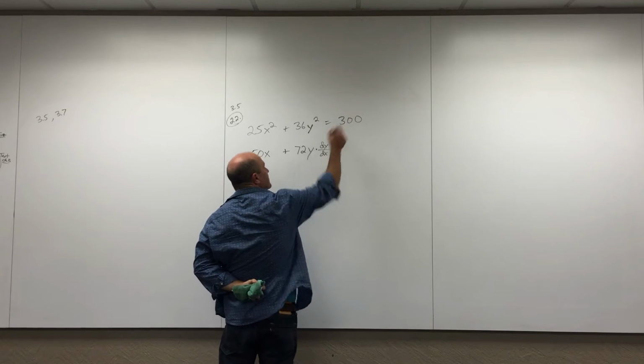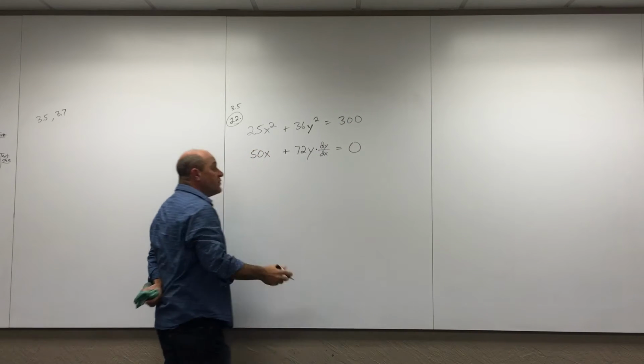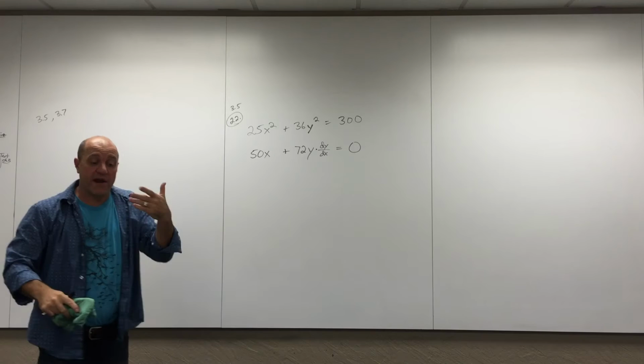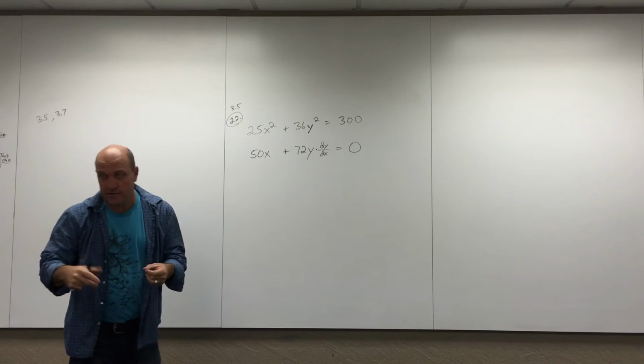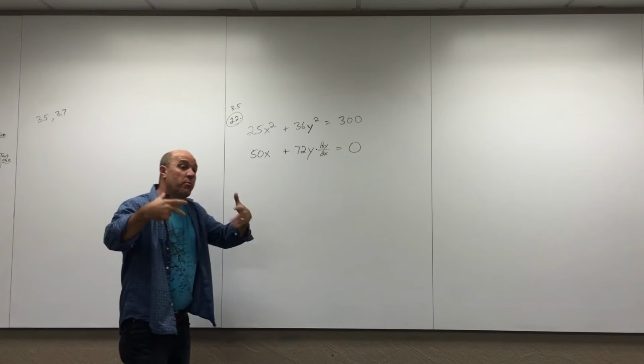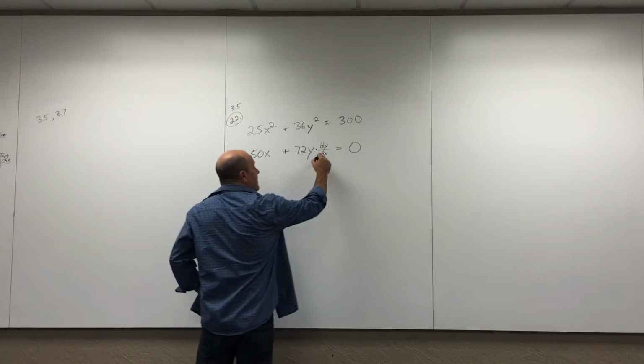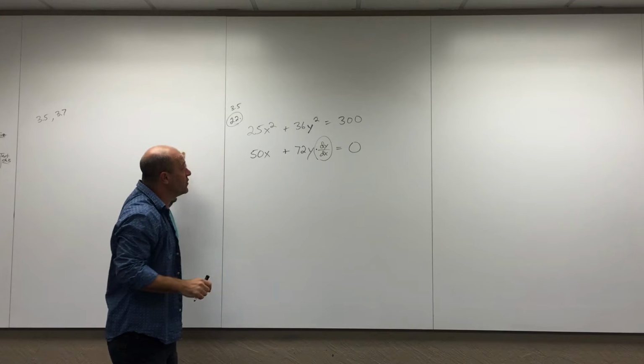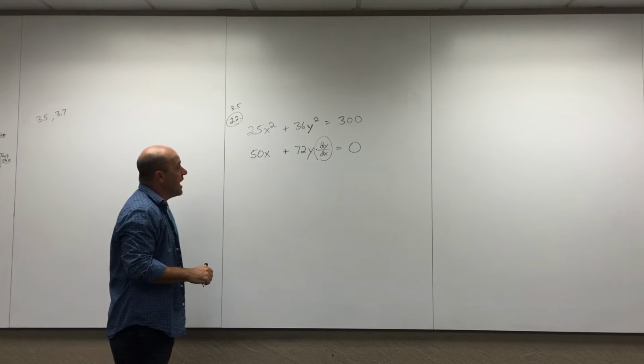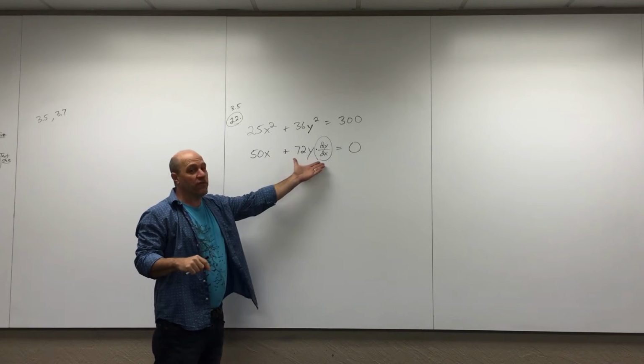Hey, what's the derivative of the other side? 0. Good. So guess what? We just did a derivative. But where's the derivative? The derivative is dy/dx. The slope of the tangent line is dy/dx, and it's right there. So what we usually do after we do an implicit derivative is solve for dy/dx.